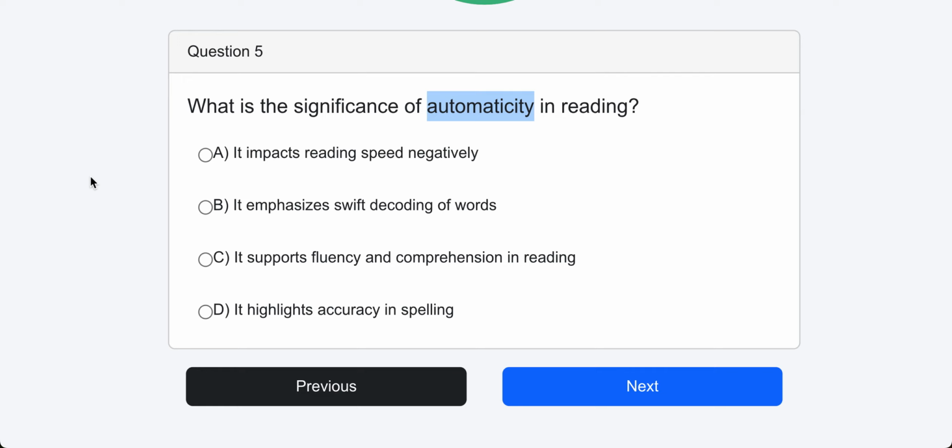Automaticity in word identification leads to fluent reading. That's why it's so important. And this allows our students to read smoothly and understand the text better, improving their comprehension. For that reason, we're going to select answer option C. It supports fluency and comprehension in reading.